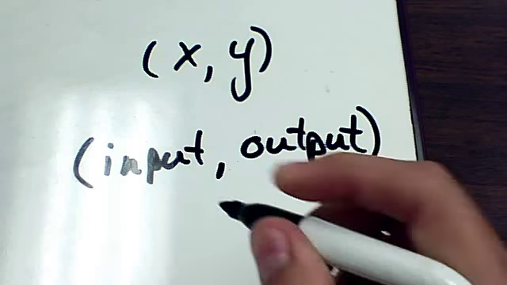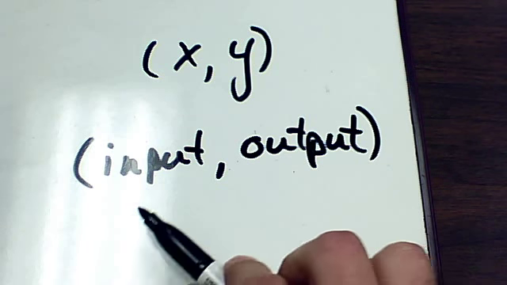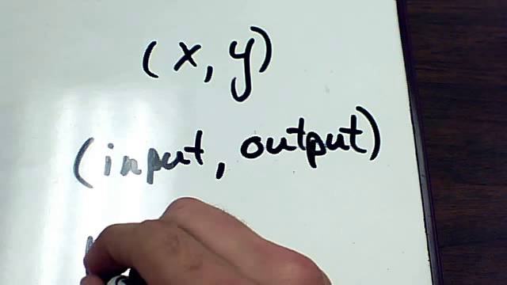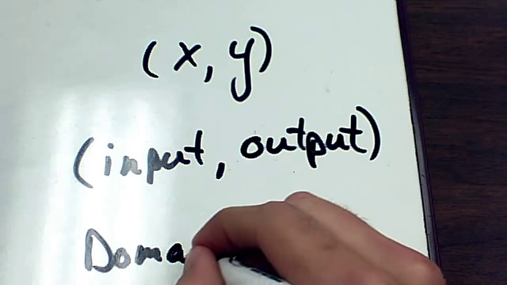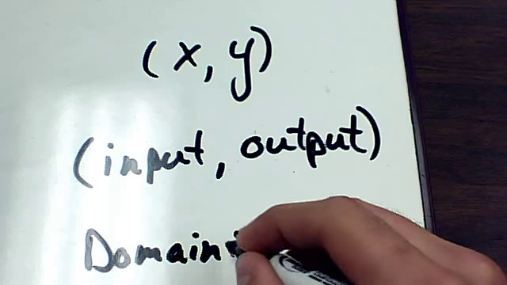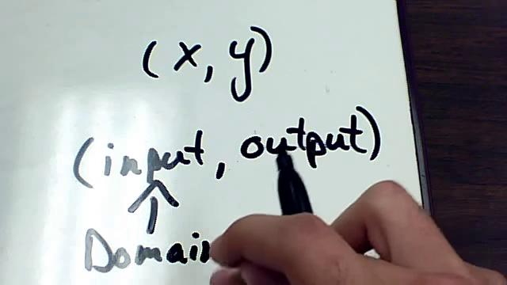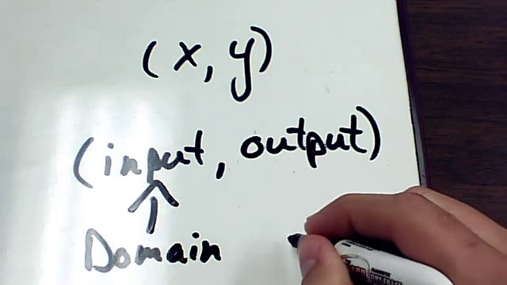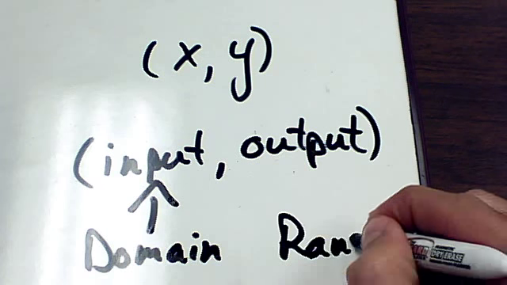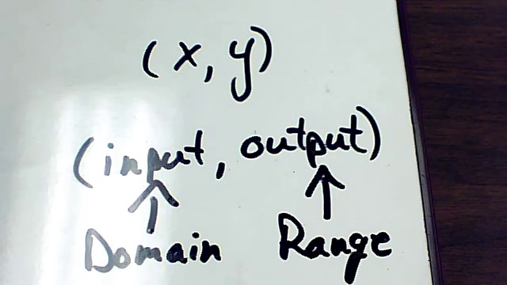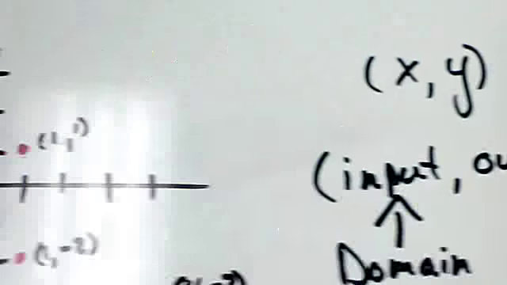y. And the reason why I'm explaining this is because to define domain is all the possible inputs. So all possible inputs for domain. The range is all possible outputs.